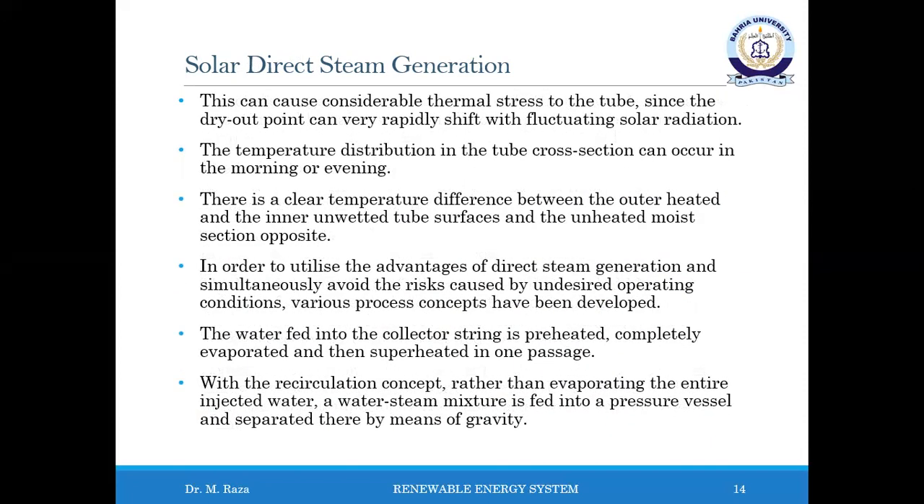This can cause considerable thermal stress to the tube, since the dry out point can very rapidly shift with fluctuating solar radiation. The temperature distribution in the tube cross section can occur in the morning or evening. There is a clear temperature difference between the outer heated and inner unwetted tube surface and the unheated moist section opposite. In order to utilize the advantage of the direct steam generation and simultaneously avoid the risk caused by undesired operating conditions, various process concepts have been developed.